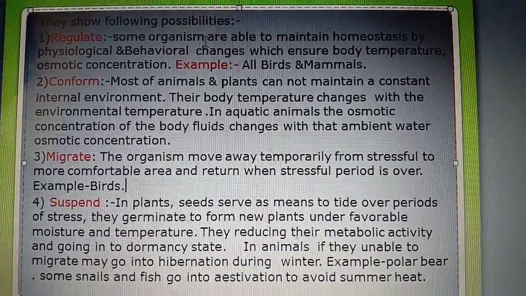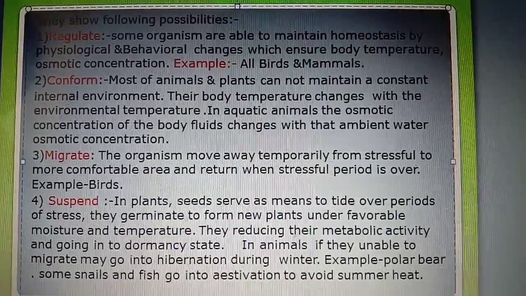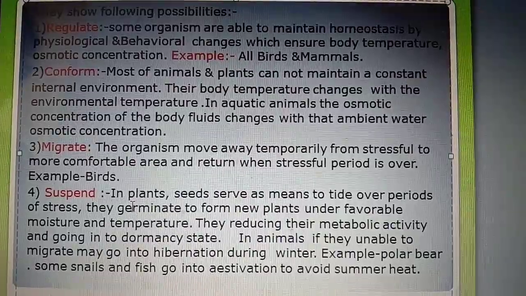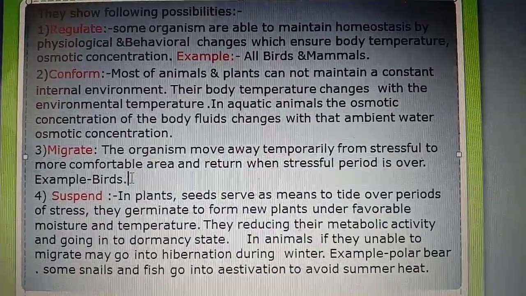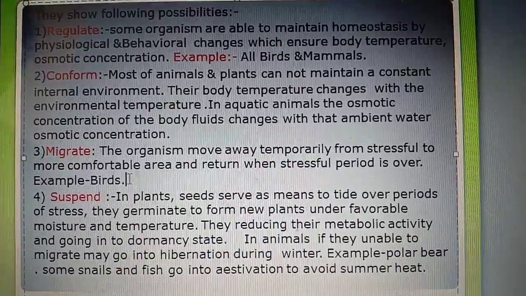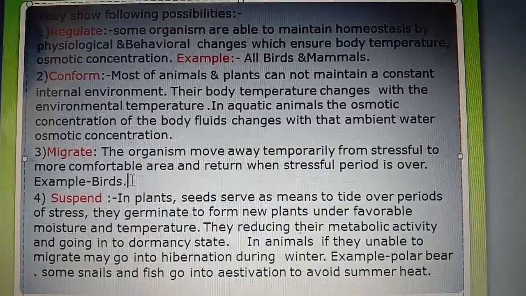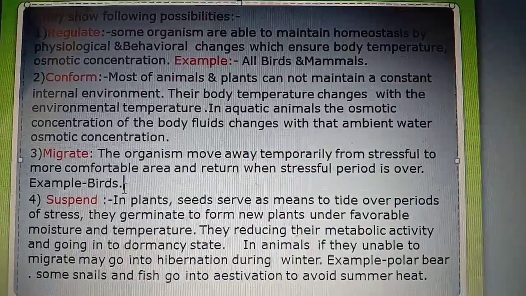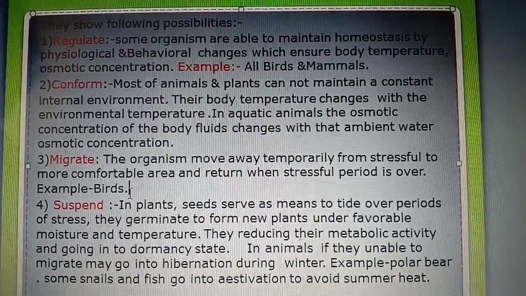This type is seen mostly in birds. In favorable conditions they migrate to other areas, and when the stressful period is over they return to their area. This is called a migratory condition.